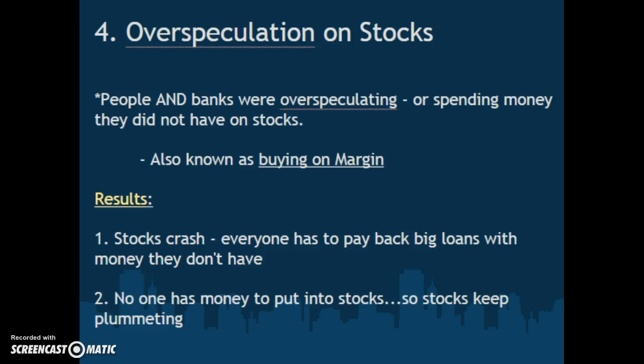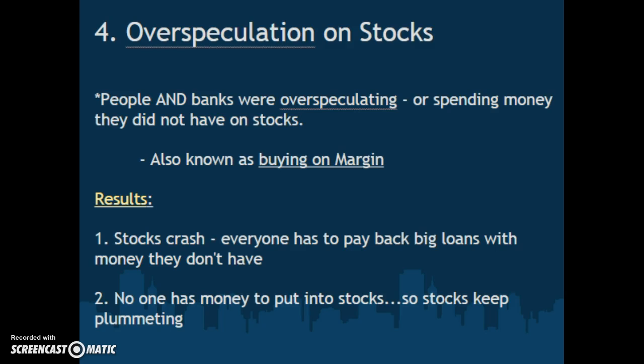Then we also have overspeculation on stocks, and this is a big one. Overspeculating is when you are kind of gambling with the stock market. So you are putting all of your money, or you're putting all of your loaned money, into stocks that aren't guaranteed to do well. They're risky. And so if they do well, that's fantastic. You made a lot of money because odds are nobody else put that bet out. But if they don't do well, then you've lost all that money. And if you've borrowed that money in the first place, now you're really in debt.